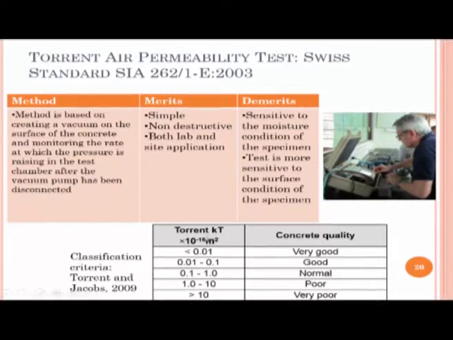So the test measures something called the torrent air permeability coefficient into 10 to the power minus 16 square meter. So this is the kind of criterion, a logarithmic scale that is established to relate to the concrete quality. So you get some number which tells you whether your concrete is good or bad, and that is a very valid and very required sort of an estimate of concrete structures that are on the field. So this test has been standardized in the Swiss standards and may soon also become a European standard.